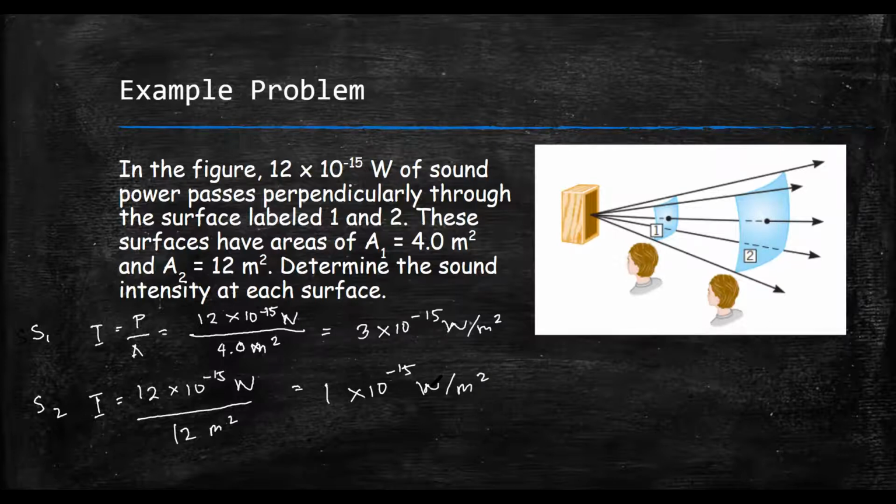So we can see here that the sound intensity is less at the more distant surface, where the same power passes through a tripled greater area. So the ear of a listener with its fixed area intercepts less power where the intensity, or power per unit area, is smaller. Listener 2 intercepts less of the sound power than listener 1. With less power striking the ear, the sound is quieter.